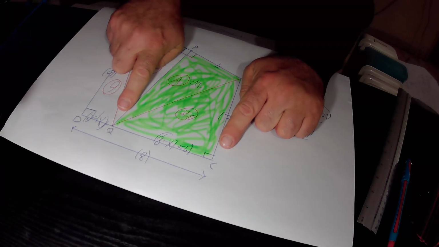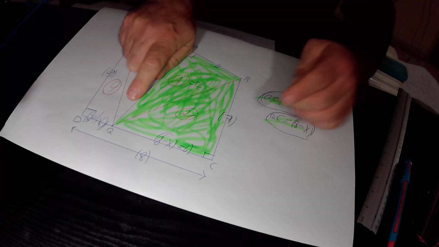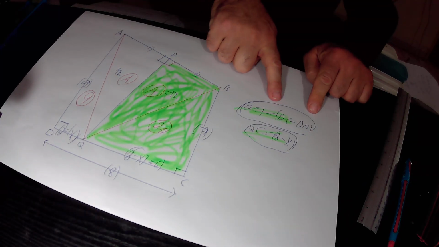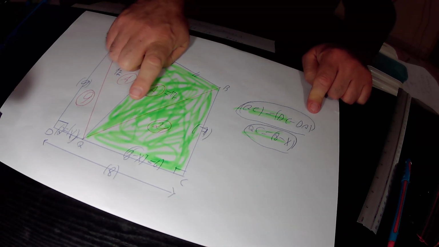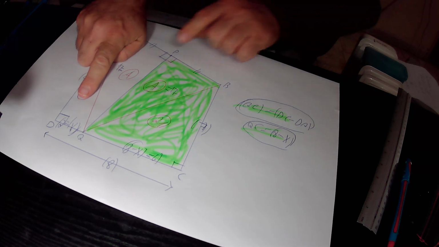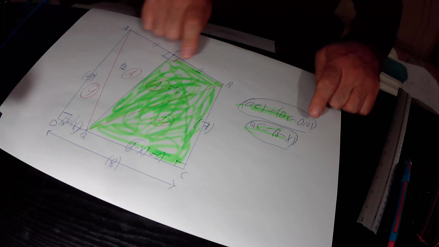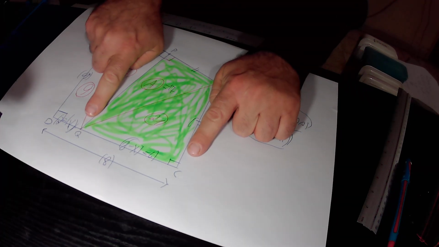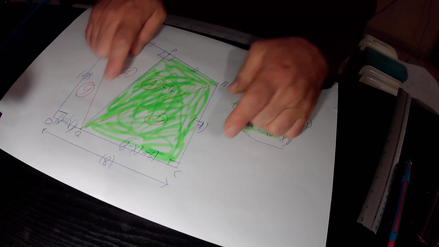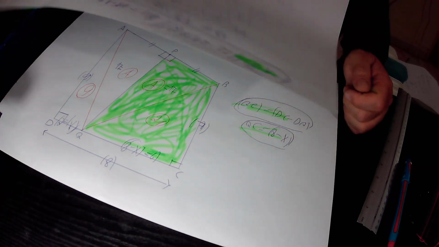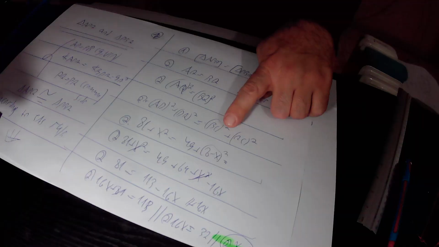QC must be equal to DC minus DQ. DC is 8 according to this equation, and DQ is x according to our definition. So in total QC equals 8 minus x. If QC equals 8 minus x, it means that QC squared must be equal to (8 minus x) squared.